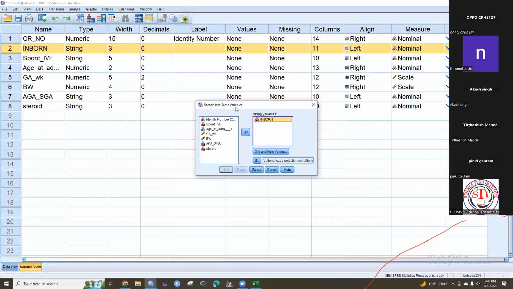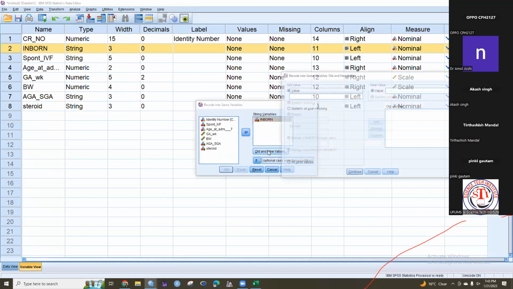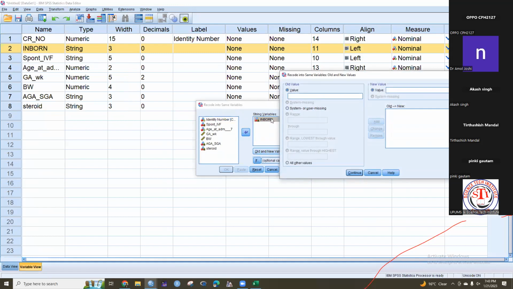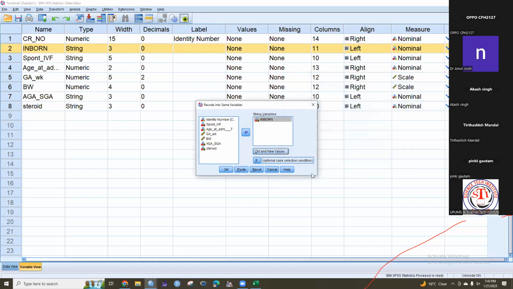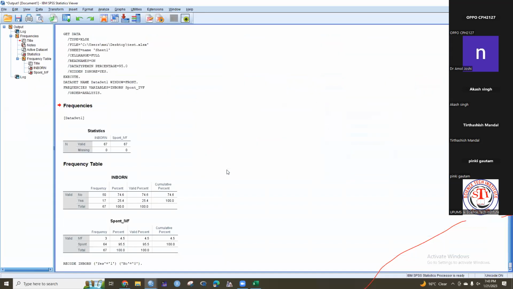Transform, recode into the same variable and select inborn, and then go to the old and new values. The old value is yes, so give yes 1 and then add it. Then again, another old value is no. Give this 0 or 2, whatever you want. Just continue and then click OK.